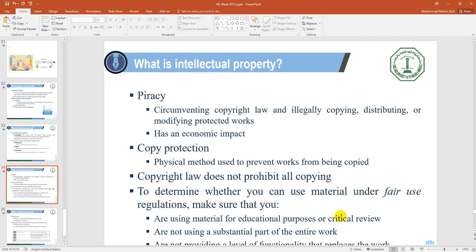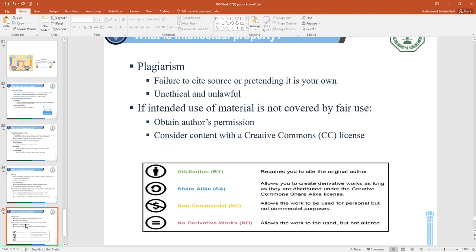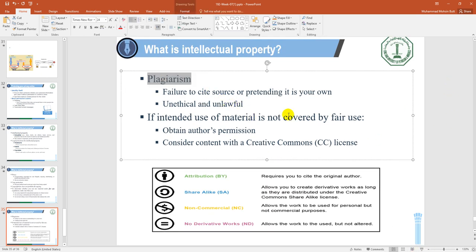So yeah, sometimes you can use these different copyrighted materials under the fair use regulation. For example, the university can provide you, or you can request another university, if you want to use their software for a certain experiment, you can request and they can give you access for a certain period of time. So that is normal. As for students, you should be very careful with what we call plagiarism. Plagiarism is basically the failure to cite a source or pretending it is your own work without giving credit to the original creator. This type of thing is very common with students, especially when you are writing reports.